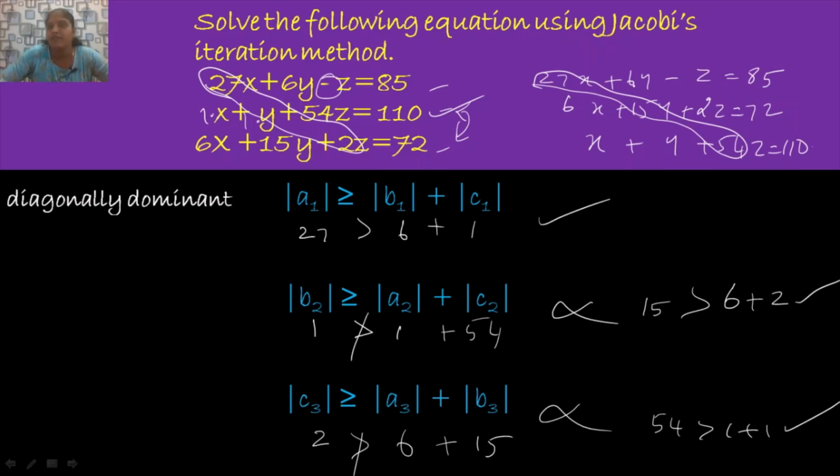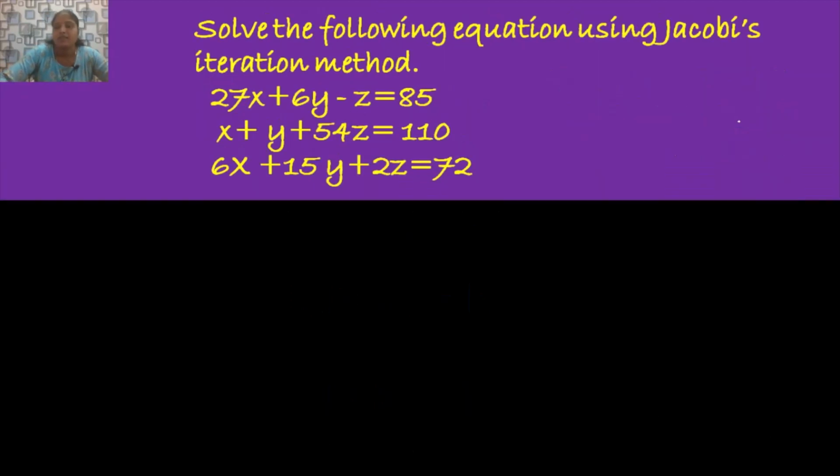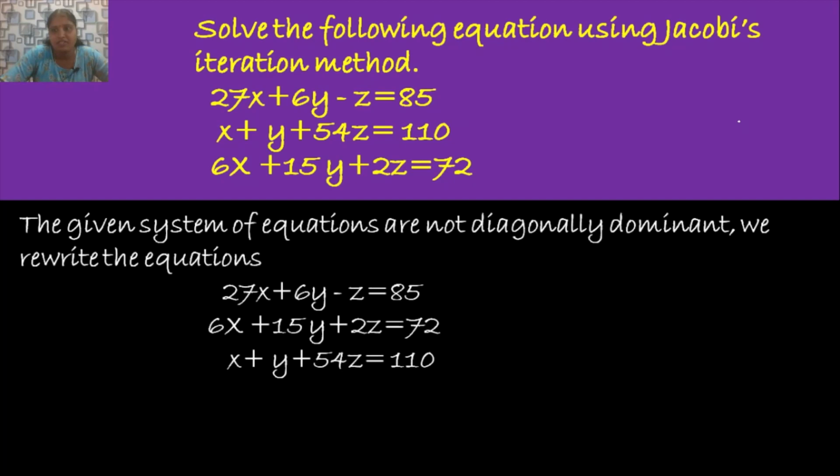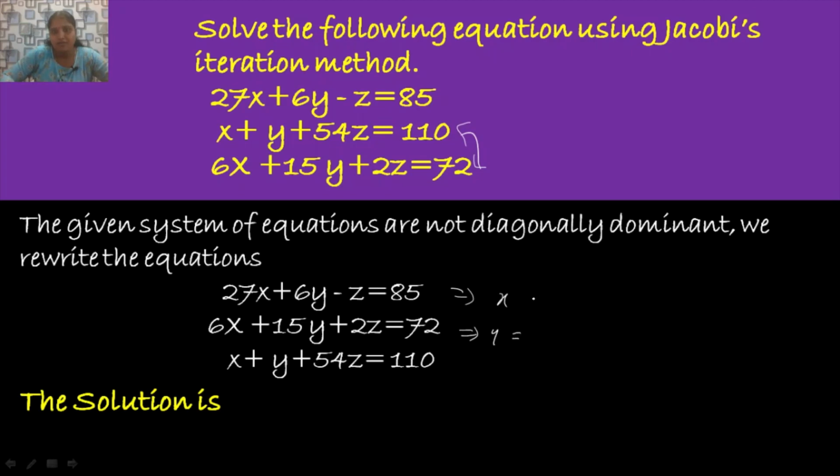Then we have to solve the given system of equations using Jacobi's iteration method. After interchanging the second and third equations, the system becomes diagonally dominant, and from this we write the value of x from the first equation, y from the second equation and z from the third equation. As usual, we start with the initial approximation x equal to 0, y equal to 0 and z equal to 0.